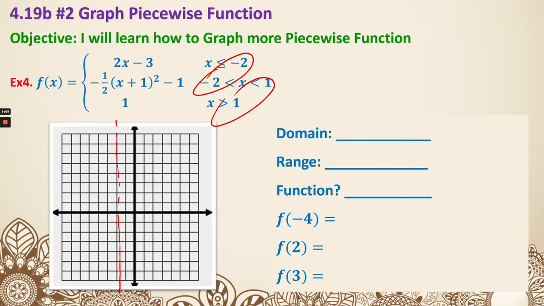-2 and 1. Now the first one, x is less than or equal to -2. So that is going to be, well, 2 over 1 as the slope, and -3 is the y-intercept. -3, 2 over 1 up. I'm going to connect everything.